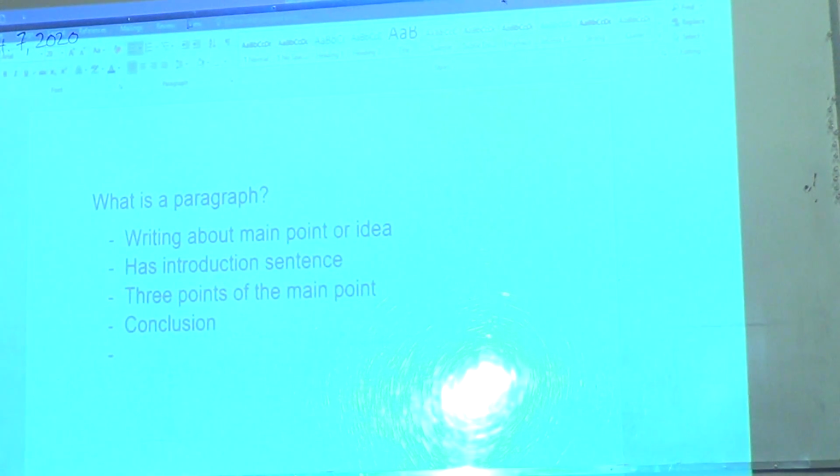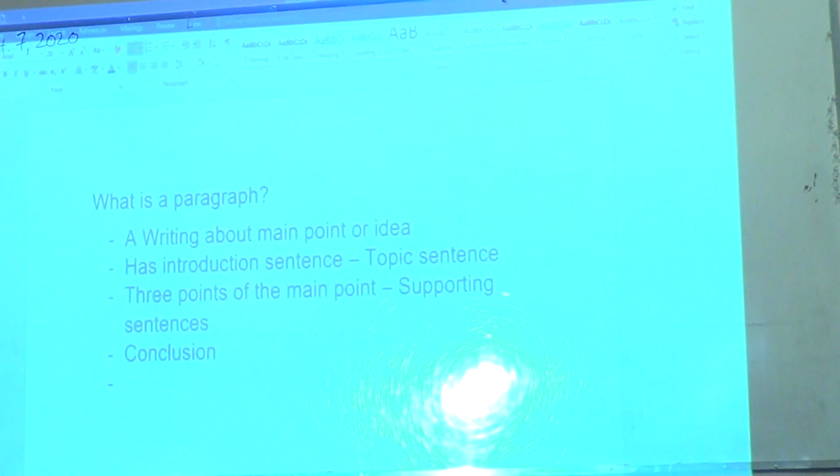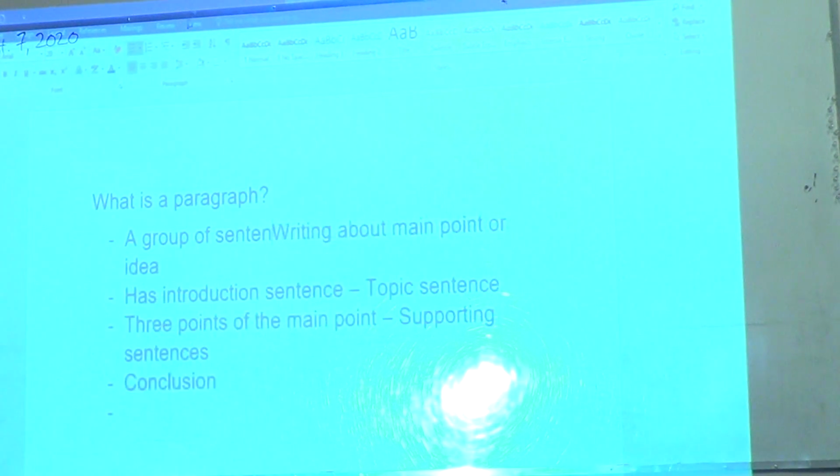Excellent. So, it has an introduction sentence. Does anyone know what we call that? Can everybody see? The topic sentence and the 3 main points. We call those the supporting sentences. Yeah. So basically, a paragraph is a group of sentences about one main idea or point.